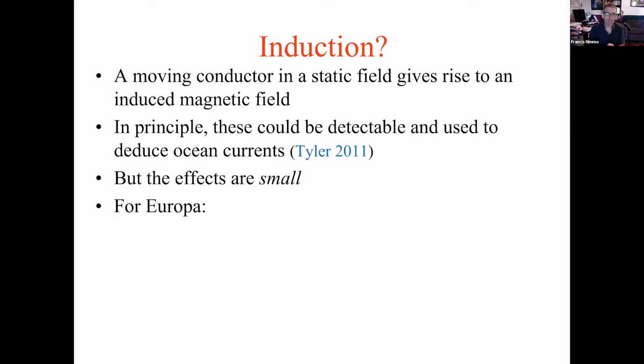The second one, I want to come back to this idea of induction, but now I'm talking about induction because the ocean is moving. If the ocean is moving in a steady background field, a moving conductor in a field creates an induction current and an induced field. And so in principle, you could use this to detect ocean currents. And this has actually been done on the Earth. We can measure ocean currents on the Earth by looking at the induced field they create.